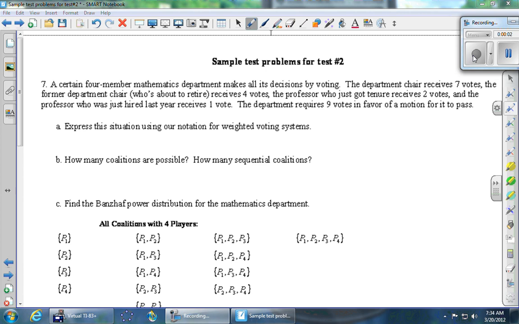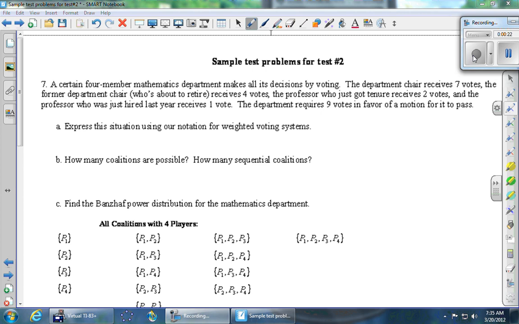This is problem number 7 on the sample test problems for test number 2. A certain 4-member mathematics department makes all its decisions by voting. The department chair receives 7 votes. The former department chair who's about to retire receives 4 votes. The professor who just got tenure receives 2 votes. And the professor who was just hired last year receives 1 vote.